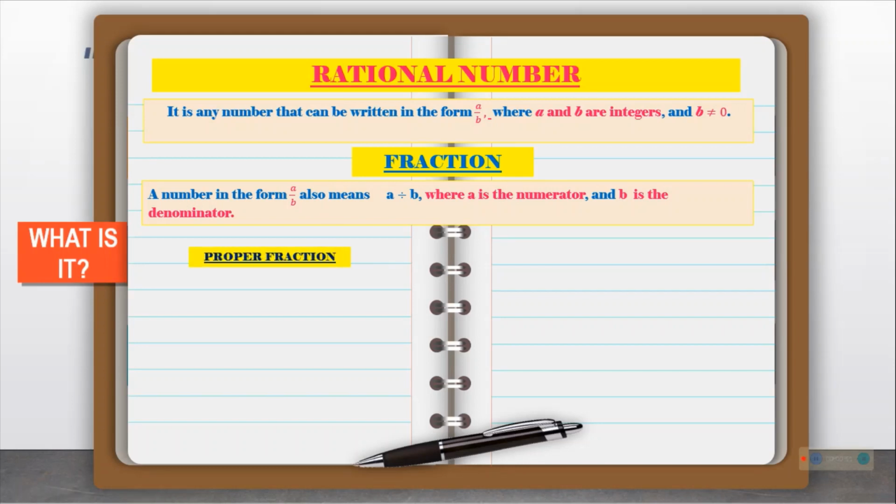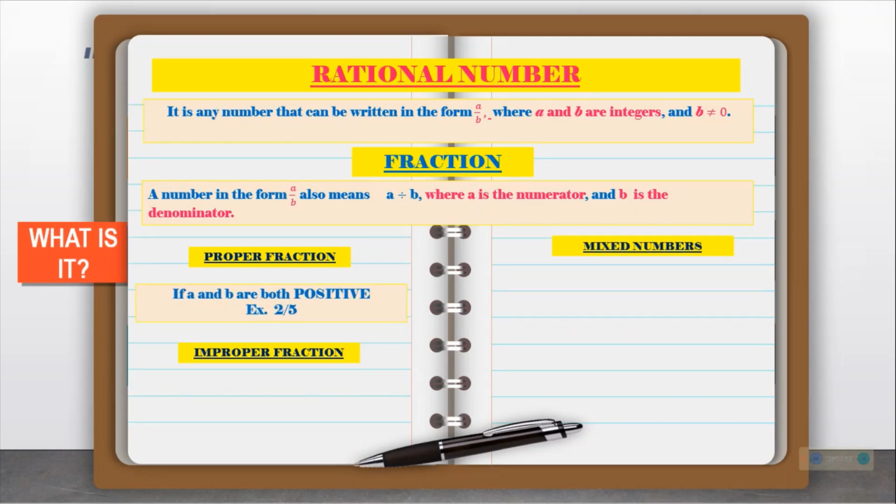In fractions, we have proper fractions, improper fractions, and mixed numbers. A proper fraction is when a and b are both positive and a is less than b, ang numerator ay mas mababa kaysa sa denominator. For example, 2 over 5. Another example is 1/3, 1/2, 1/4. That is a proper fraction. An improper fraction is when a is greater than b, meaning the numerator is greater than the denominator. For example, 5 over 2. So 5 is the numerator and 2 is the denominator.